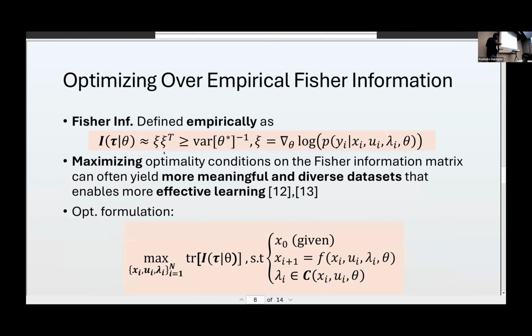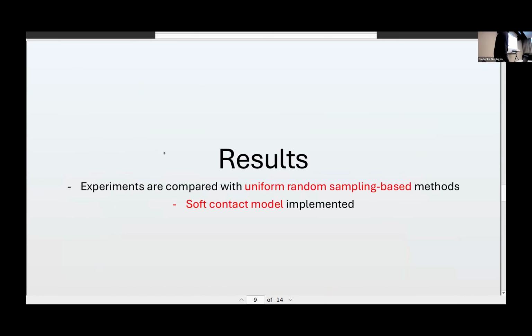So how do we optimize over this? So we'd like to optimize over the Fisher information or a matrix operation over the Fisher information because it can yield more meaningful and diverse data sets, and it enables more effective learning. And we do this subject to physics, so our initial condition, and dynamics, and our contact model of choice. So our results regard experiments conducted and compared with a uniform random sampling based method as a baseline. And we implement a soft contact model of the problem.